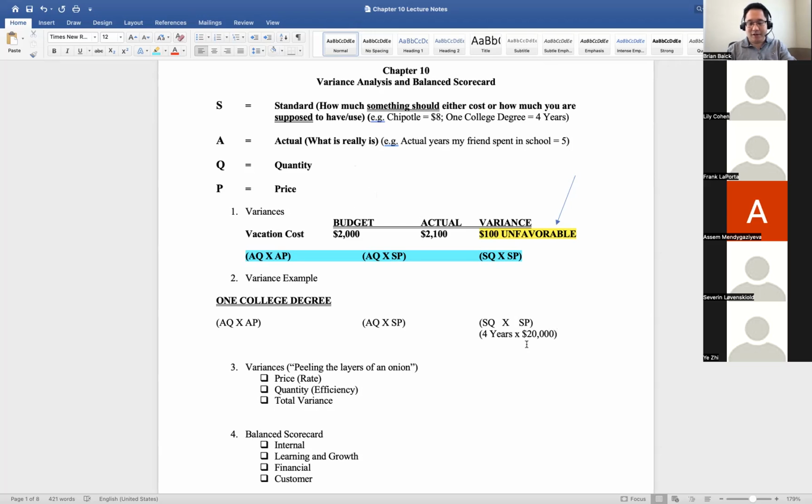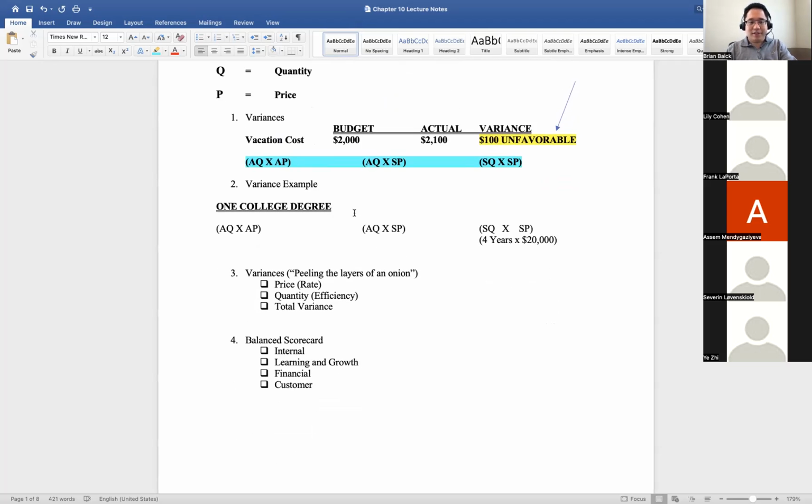All right, so far so good, everybody. To get one college degree, the standard quantity is 4 years in school, right? And then standard price, standard means what you expected. So before you came to AU, you thought, I think it's going to cost $20,000 a year. That was the standard price.